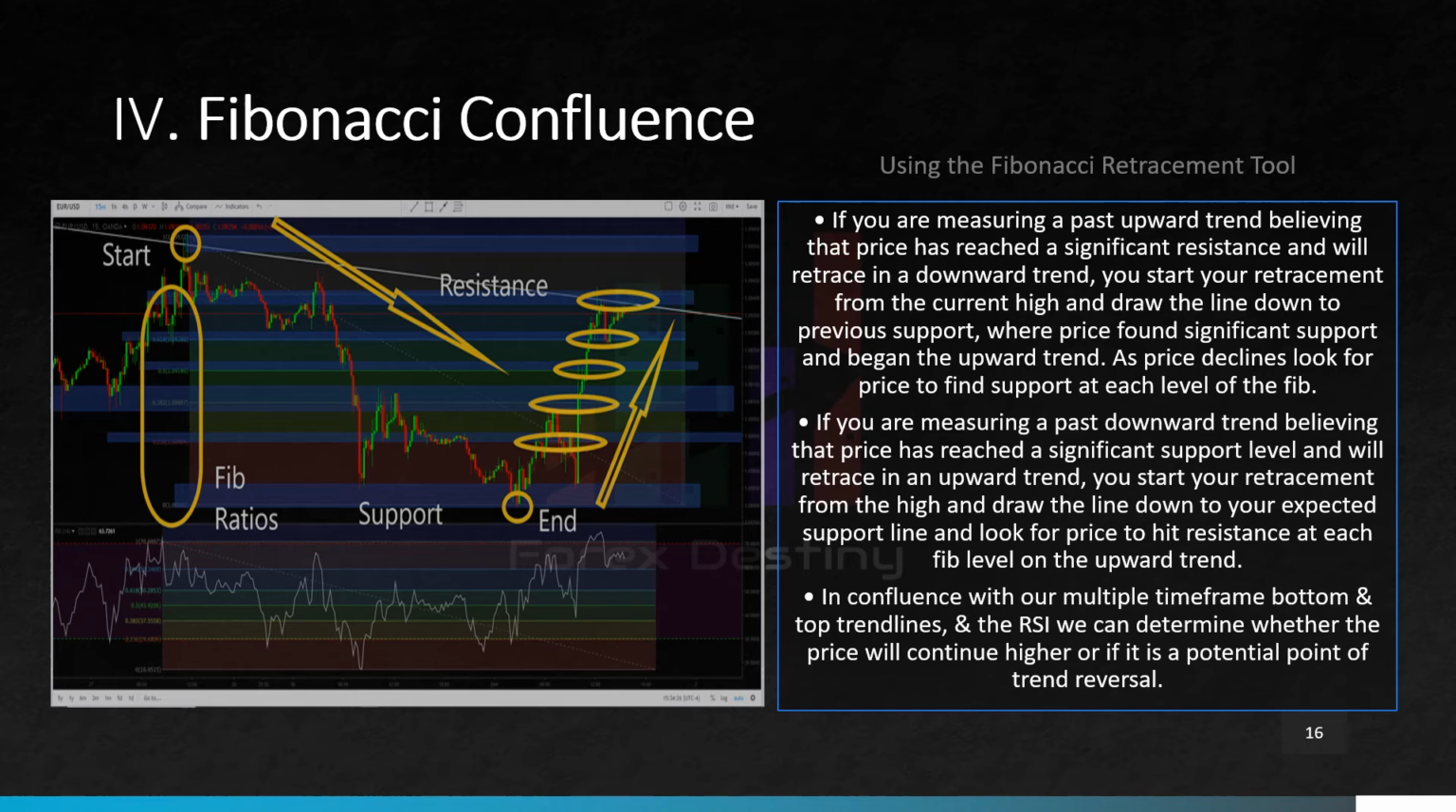If you're measuring a past downward trend, believing that price has reached a significant support level and will retrace in an upward trend, you start your retracement from the high and draw the line down to your expected support line and look for price to hit resistance at each level of the upward trend. In confluence with our multiple time frame bottom and top trend lines, and the RSI, and the MACD, we can determine whether the price will continue higher or if it is a potential point of trend reversal.